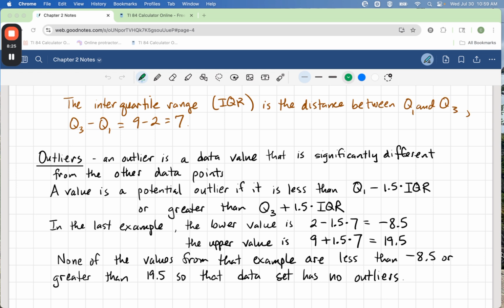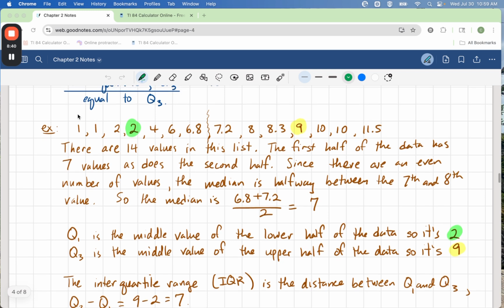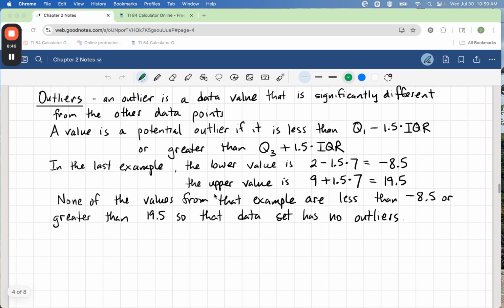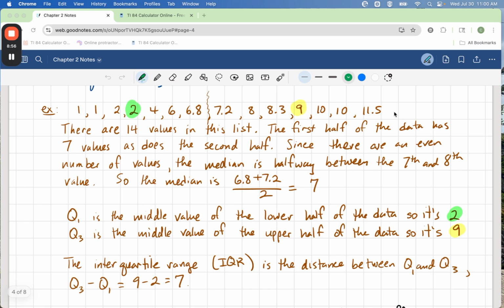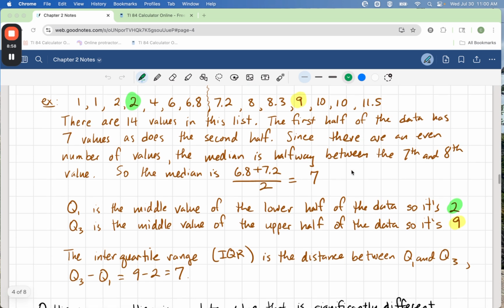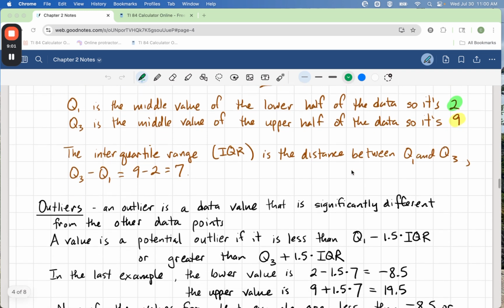I did that for this example. The lower value for an outlier on the low side would have to be negative 8.5. There are no outliers down below in this set of data. Up above, the upper outlier is going to be 9 plus 1.5 times the IQR, so 19.5. There are no values in that data set bigger than 19.5 either. So there are no outliers either upward or downward in that one.